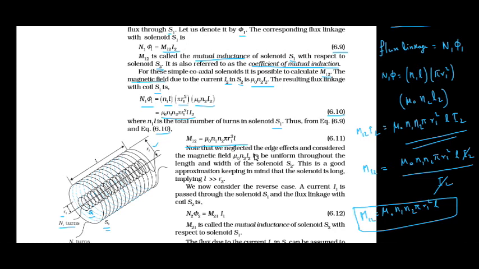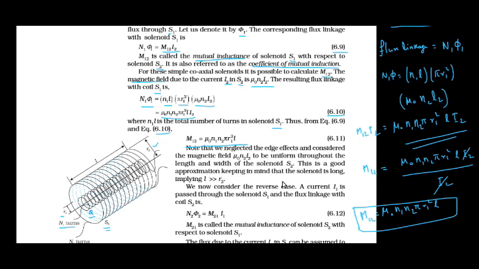Now we neglect the edge effect and consider the magnetic field mu naught N2 I2 to be uniform throughout the length and width of the solenoid S2. This is a good approximation, keeping in mind that the solenoid is long, implying L is much greater than R2. We can consider the reverse case.